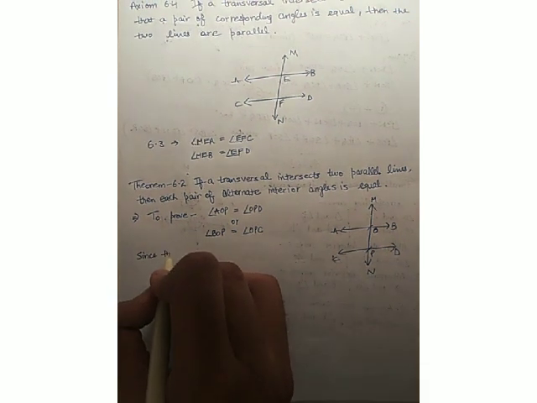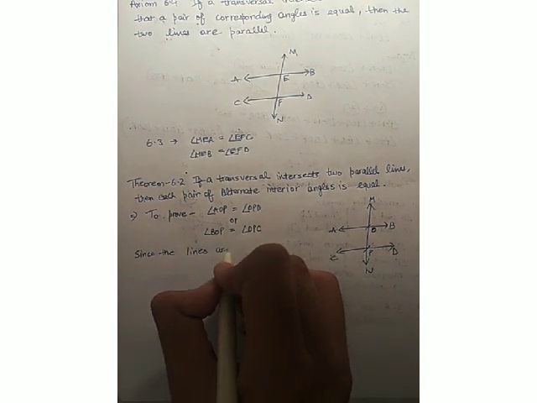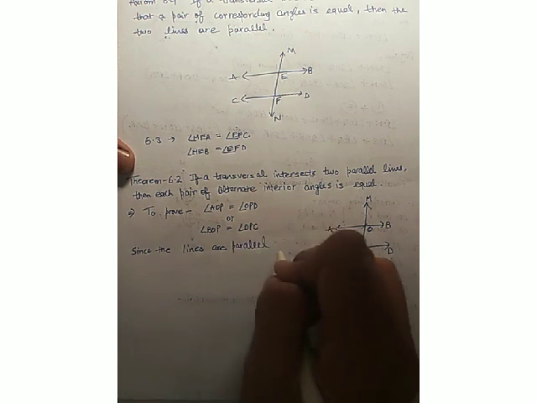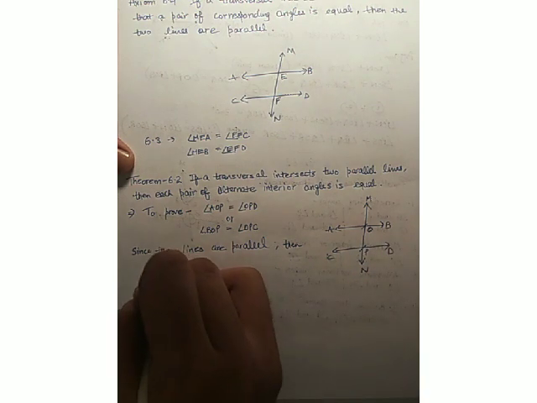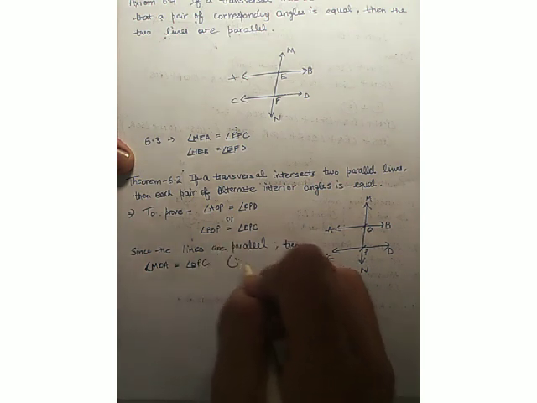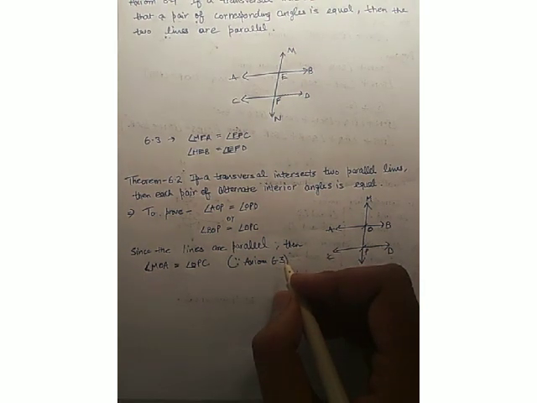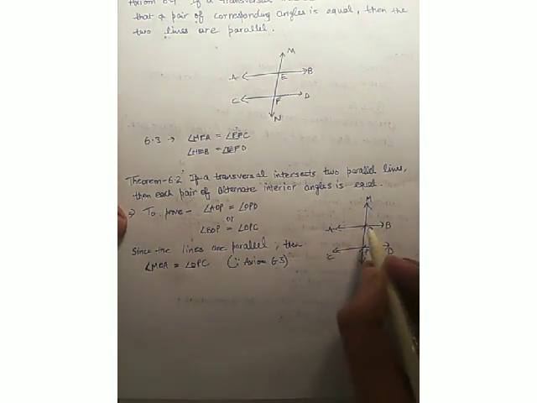Since the lines are parallel, then angle MOA will be equal to angle OPC. Why? Because of the corresponding angles axiom 6.3. You have to mention the reasons for each and every step that you do in geometry especially. So MOA is equal to OPC.